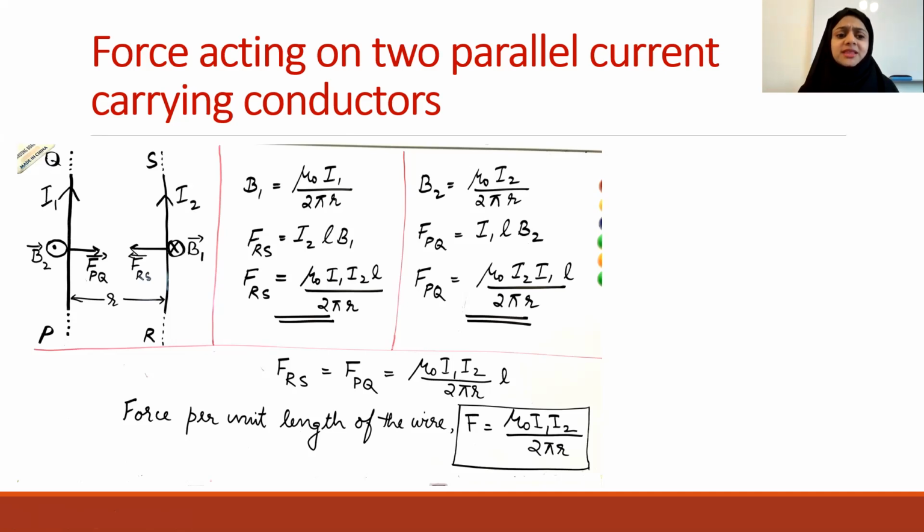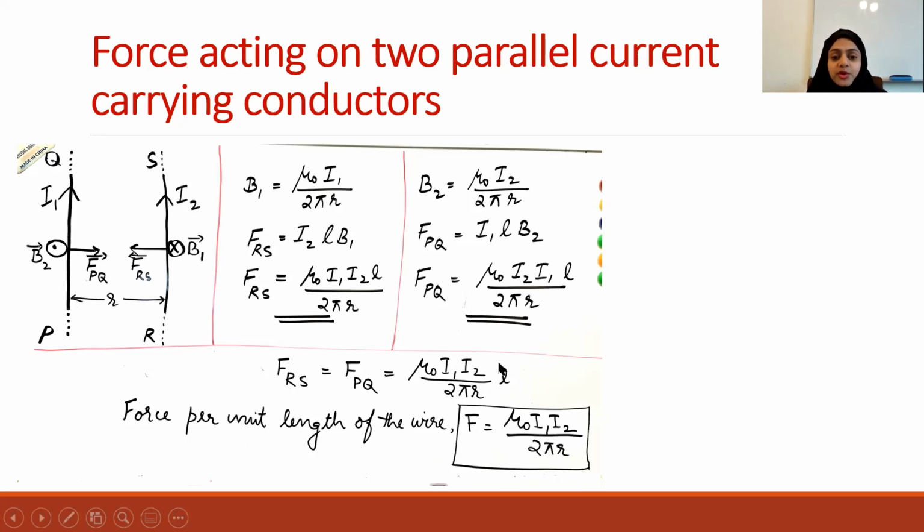Now, we said that this length goes to infinity. In a practical case, the length may not extend to infinity, but we can consider it as infinity if the length of the wire is very large compared to the distance separating them, r. So if the lengths of the wires are really large, we may consider them as infinitely long, and r is a small distance separating them.